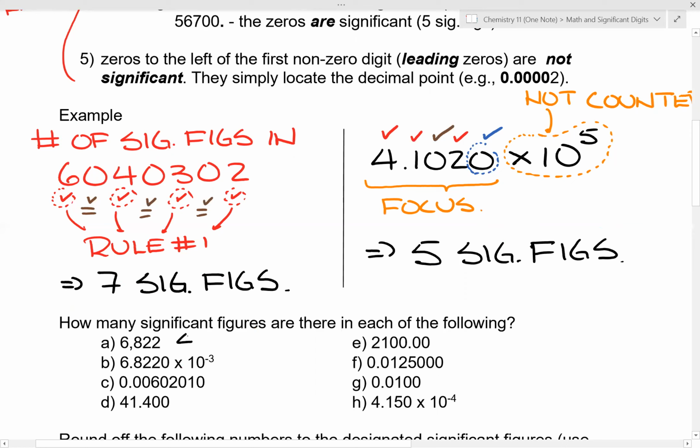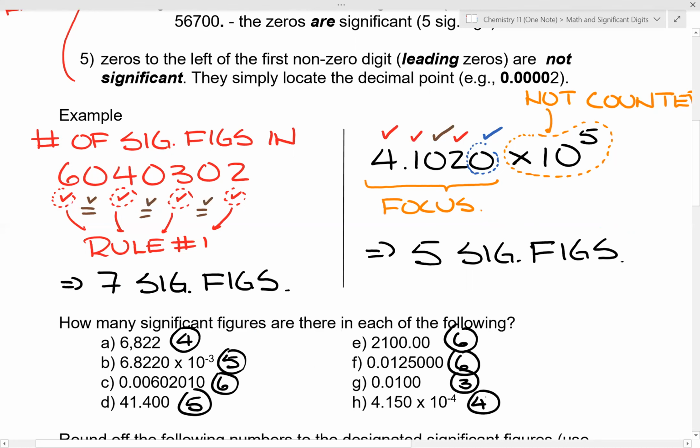Welcome back. I'm just going to quickly write down all of the number of sig figs: 1, 2, 3, 4, 5, here is 6, 6, 3, and 4.